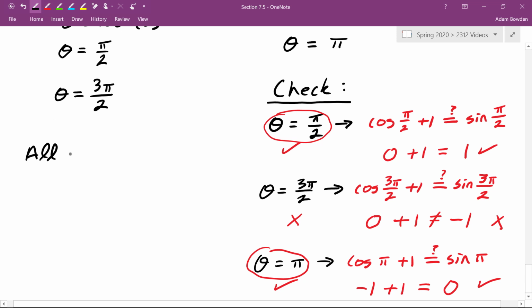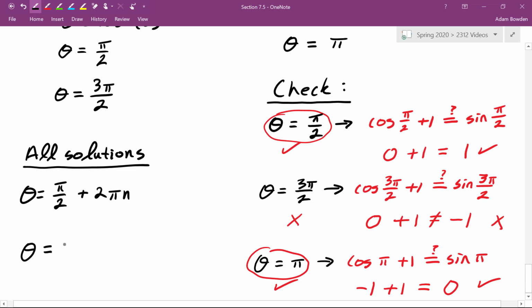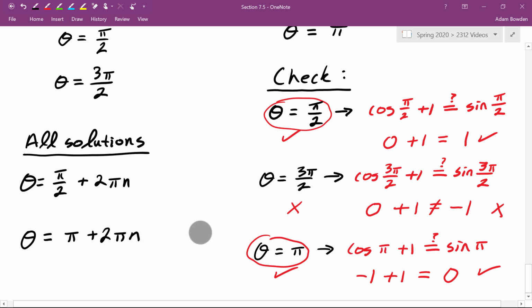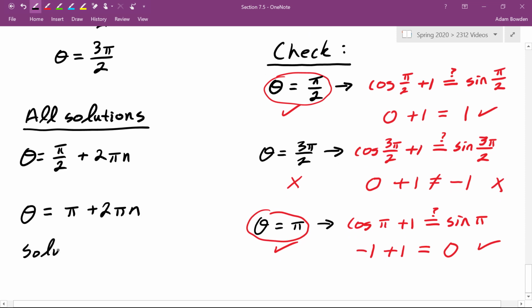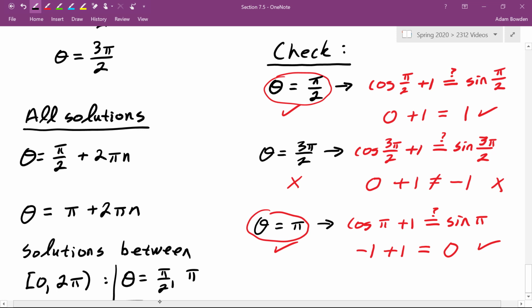So all solutions would be written like theta equals pi over 2 plus 2 pi n, theta equals pi plus 2 pi n. And the solutions within the interval from 0 to 2 pi would just be theta equals pi over 2 and pi.